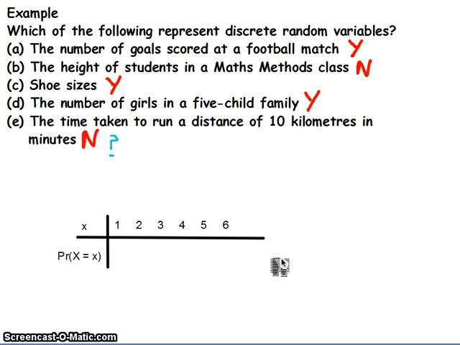So that would work. Time taken to run a distance of 10 kilometers in minutes. Now, I'll put a question mark next to this one, just because given that we've chopped it at minutes, we now have fixed outcomes, but we still would have a lot of them. For 10 kilometers, you might have anywhere between sort of 20 minutes and an hour, perhaps, and that would be 20, 21, 22, 23, 24, 25, 26, 27, and so on. So we'd have a very big table here. It's not the kind of thing that lends itself to these kinds of probability distribution functions. Time usually is thought of as being continuous as well, although we have restricted it to minutes here.